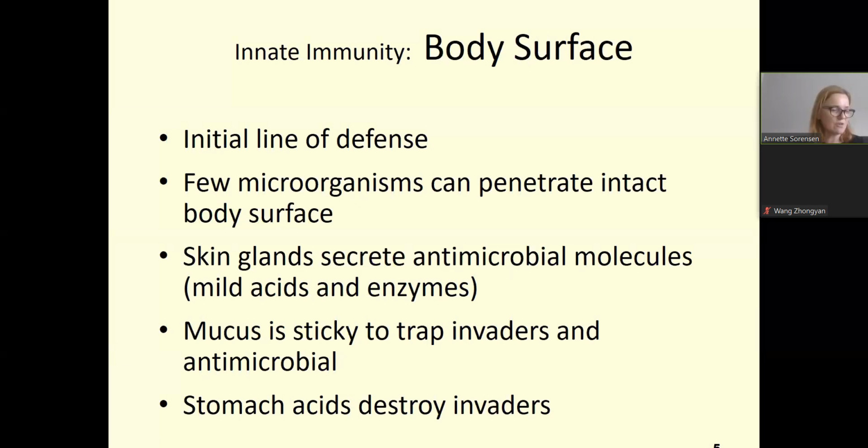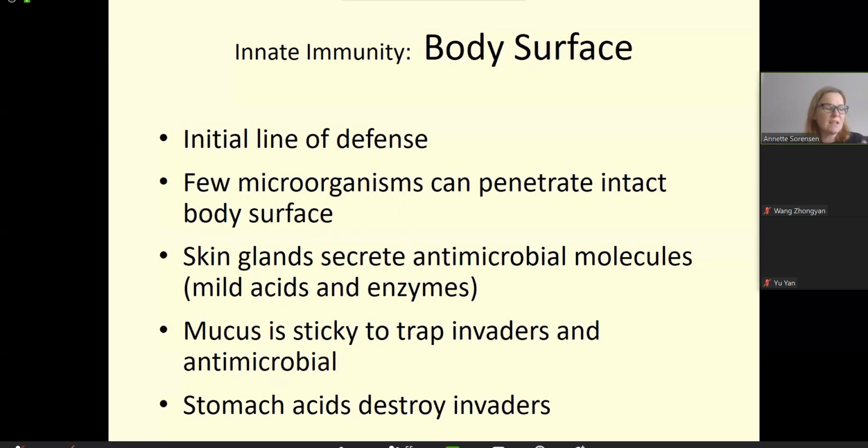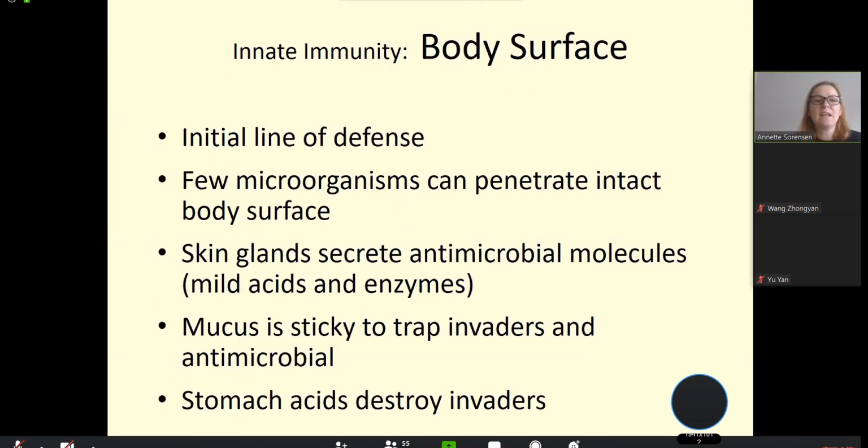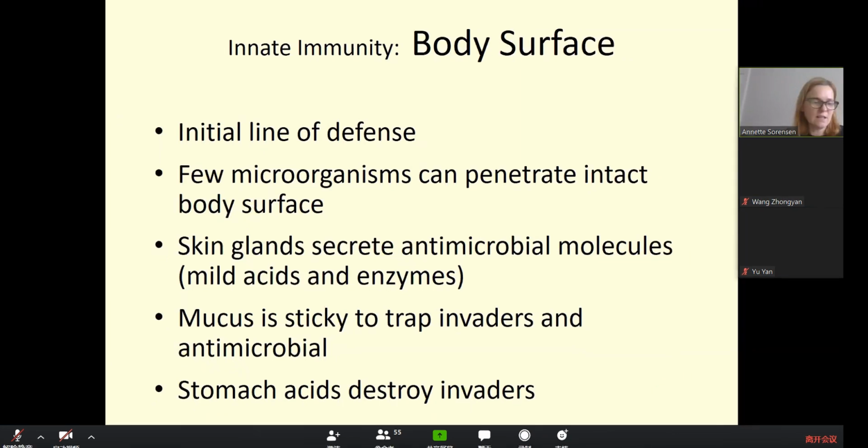We talked about others yesterday. We're not going to go through them again today. What you really just need to know is that body surfaces are the initial innate immunity response.